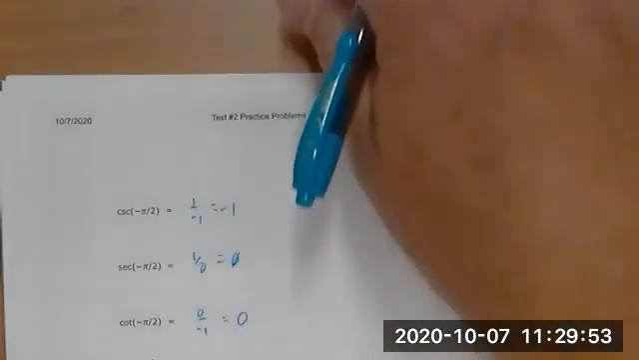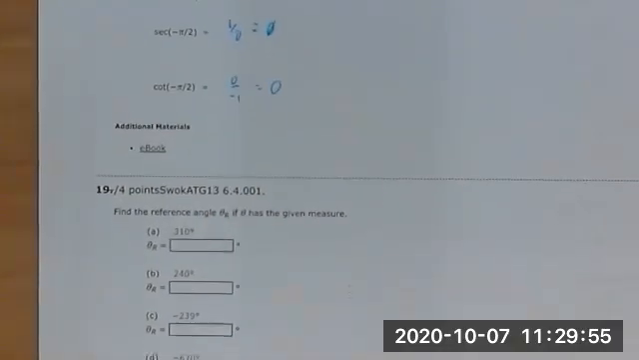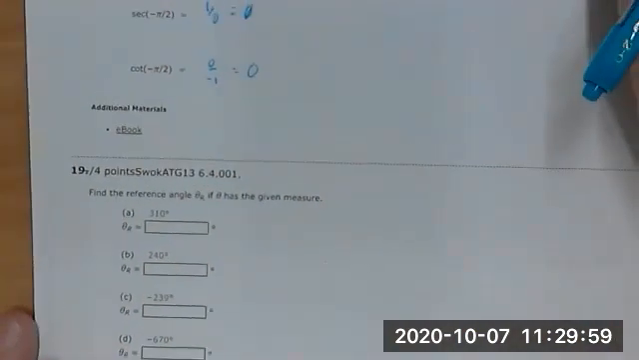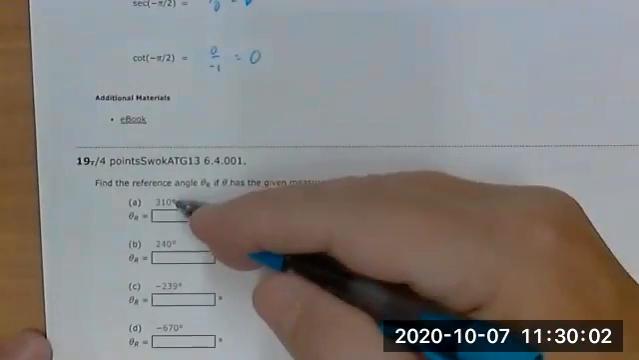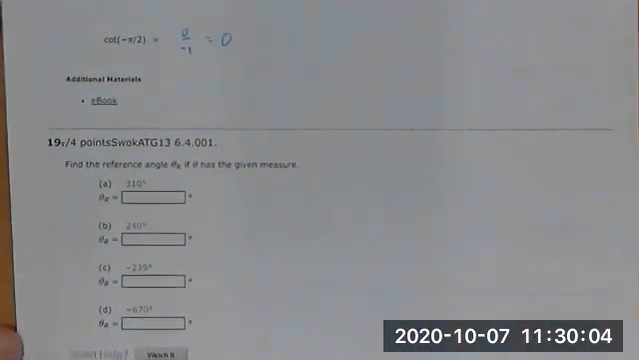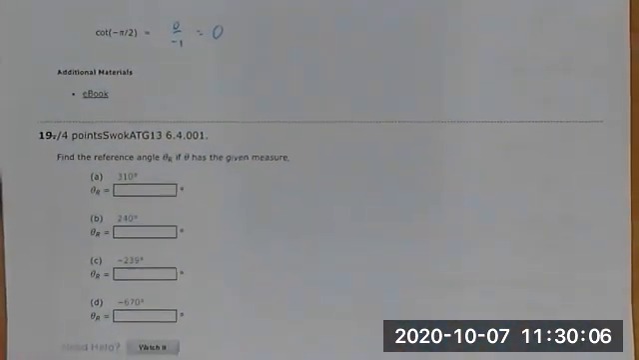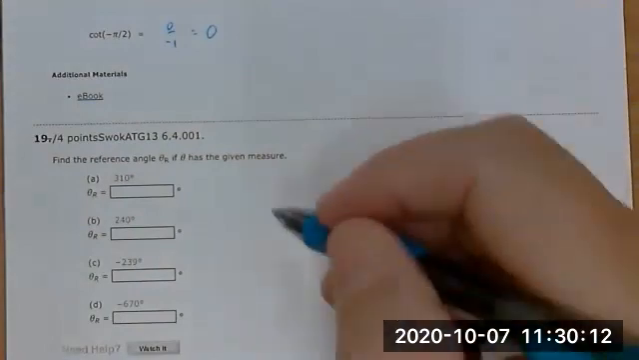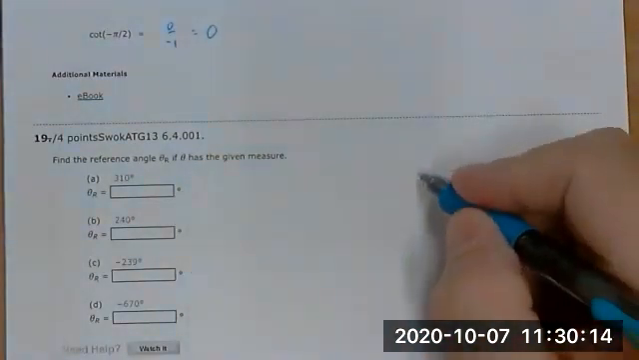All right. 19. Reference angles. All right. Remember, reference angles are, you look at the original angle, and then you find the shortest angle to the x-axis, either positive or negative x-axis. So let's just draw a couple of these.